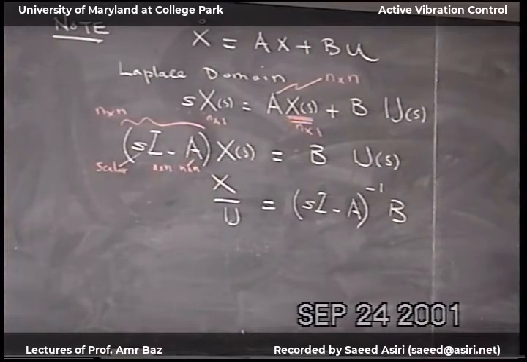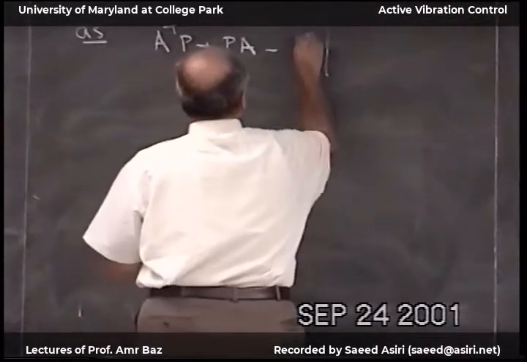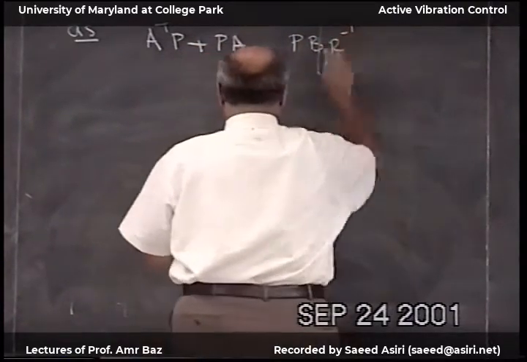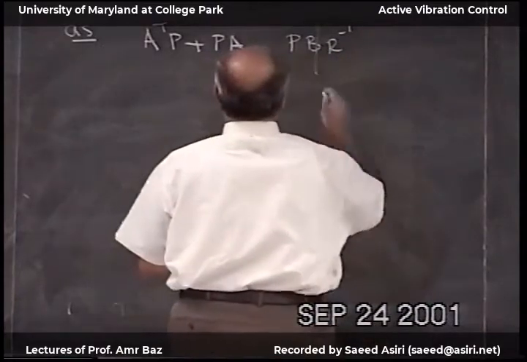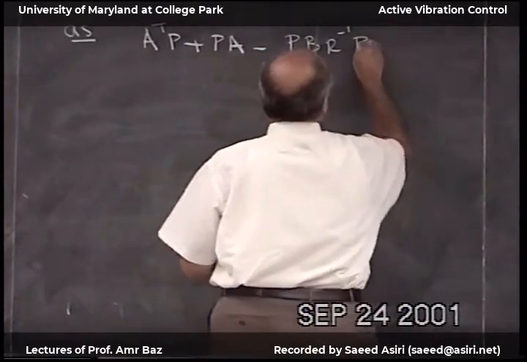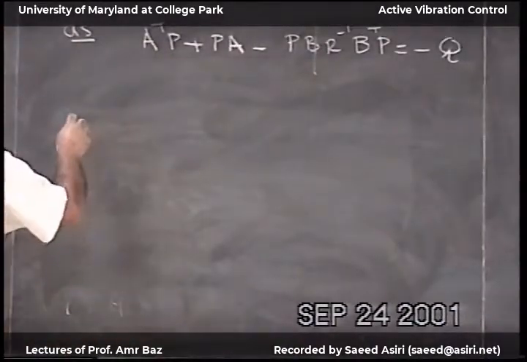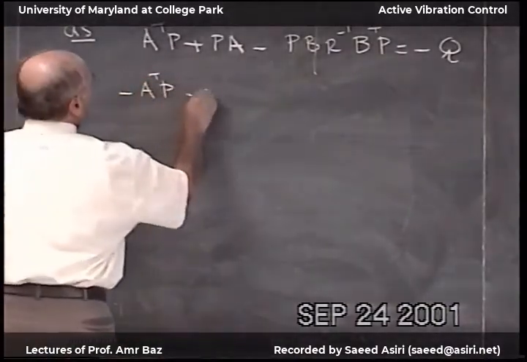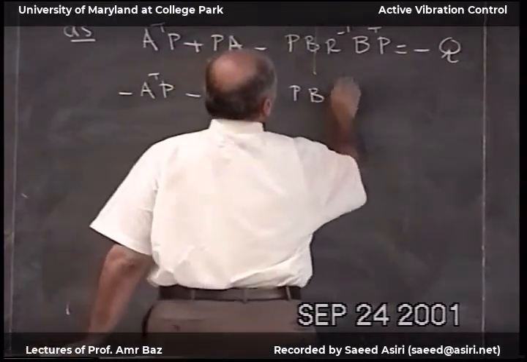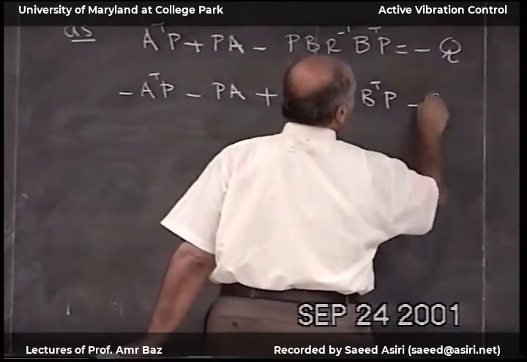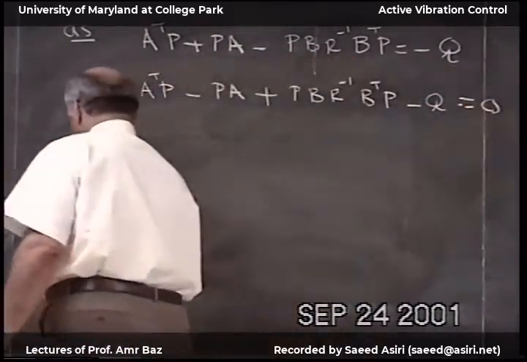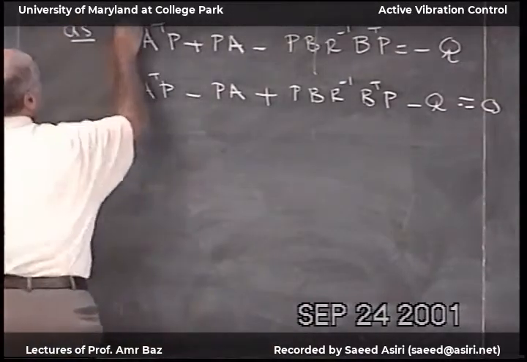Now we'll come to the Riccati equation: A transpose P plus PA minus P B R inverse B transpose P equals minus Q. Now I can take this equation and rewrite it as minus A transpose P minus PA plus P B R inverse B transpose P, and I bring this here, minus Q equals 0. This is the Riccati equation.